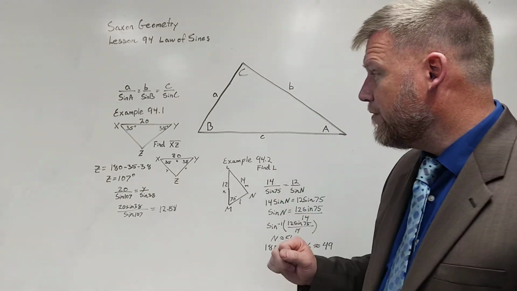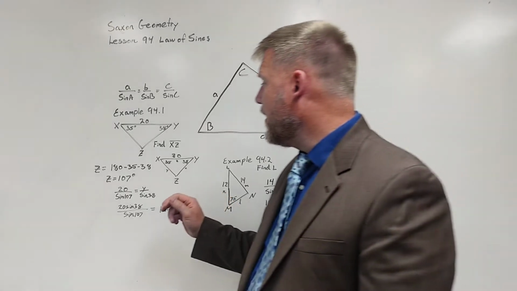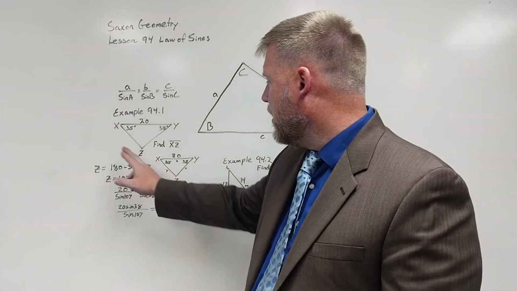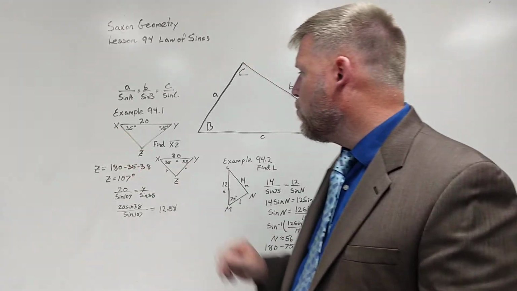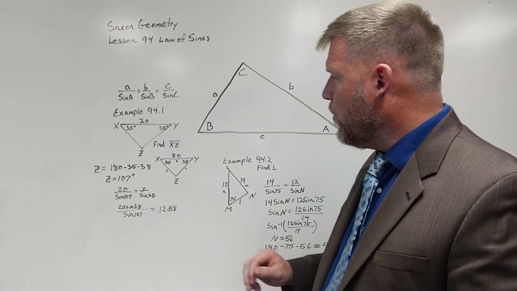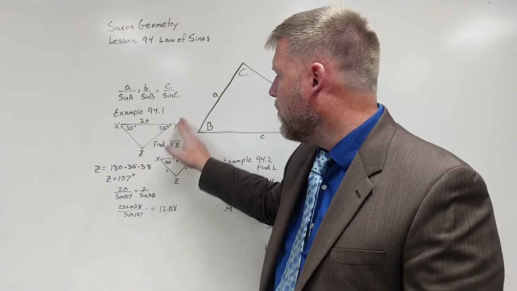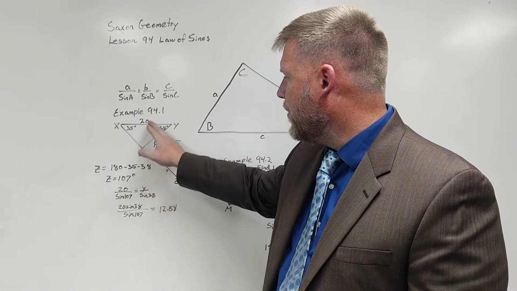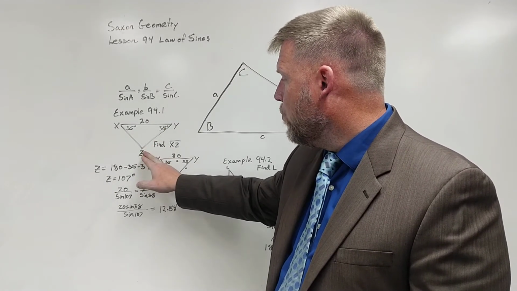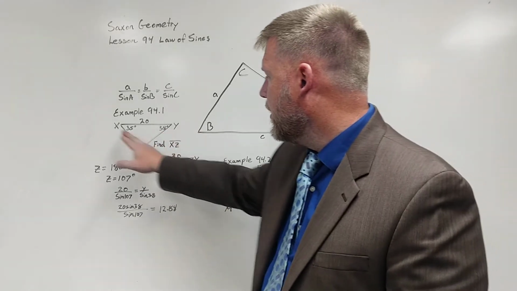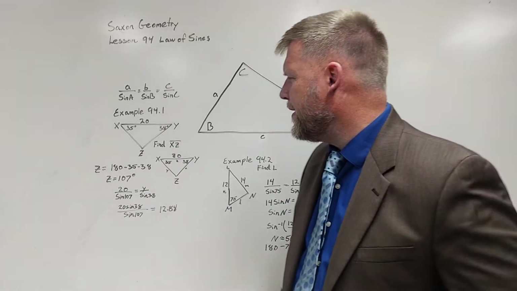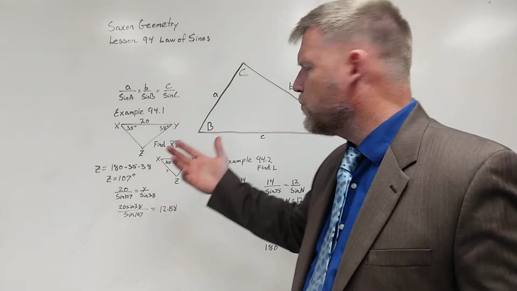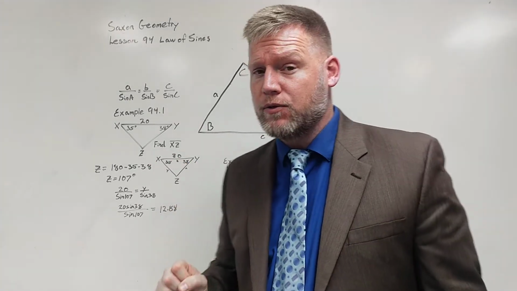Look at example 94.1. It says find XY, or XZ, I'm sorry. So XZ is this length here. So I'm going to work with a pair. Well, what is the pair to the 35? Well, that would be YZ. What's the pair to the 20? Z. What is the pair to the 38? XZ. So 38 is my pair, but that doesn't really help me because I need to work with a pair so I don't have 2 variables in my solution.